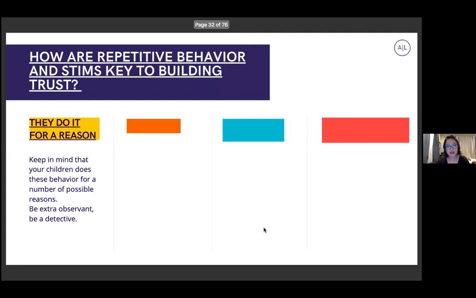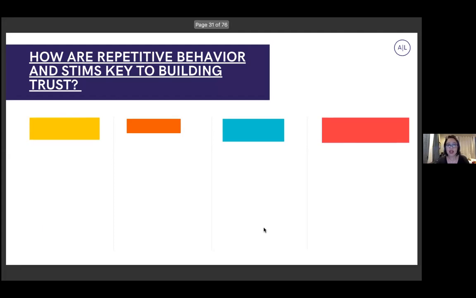Okay, I'm going to skip to this part. These are some of the basic slides that I've gone through before. How are repetitive behaviors or stims key to building trust? Okay, I want to emphasize the word trust. Why do I want to emphasize it?